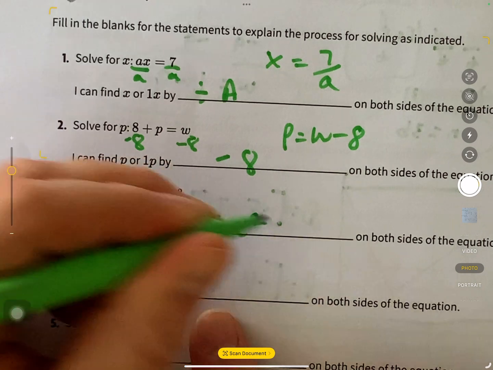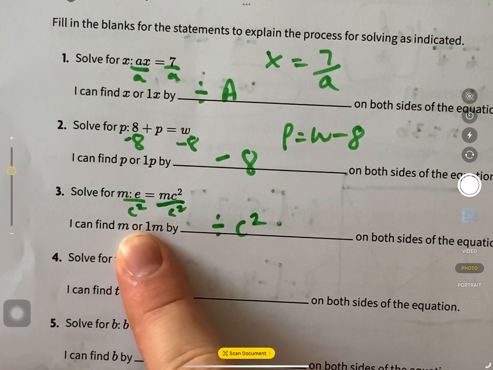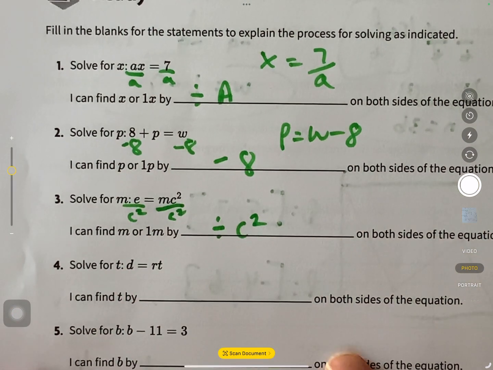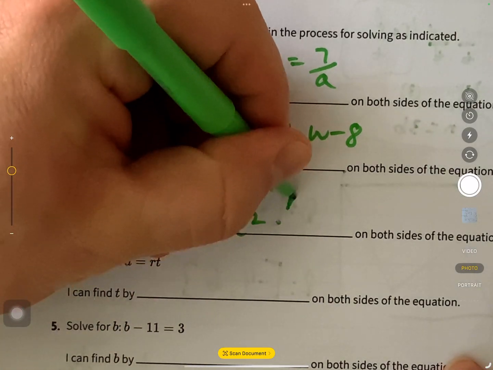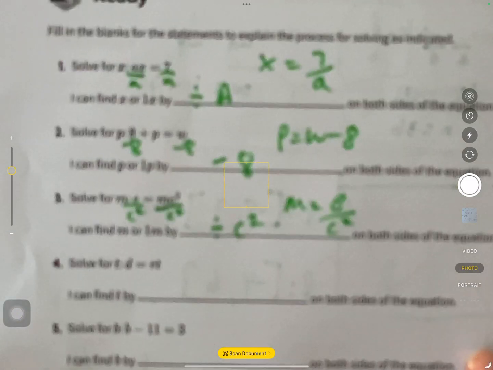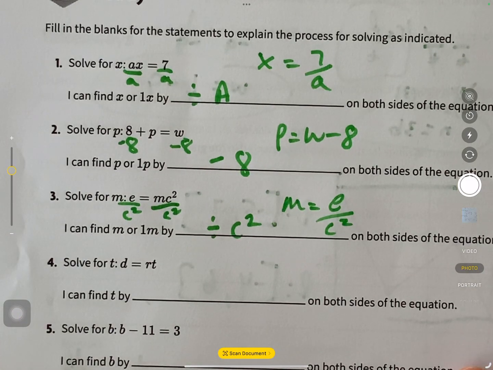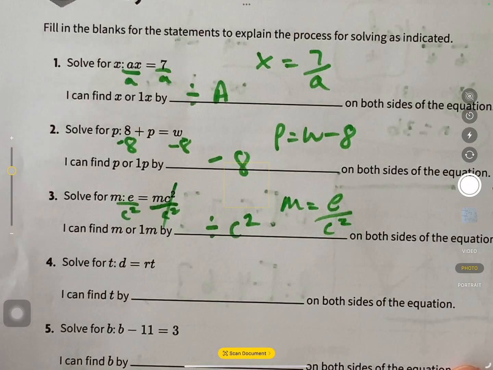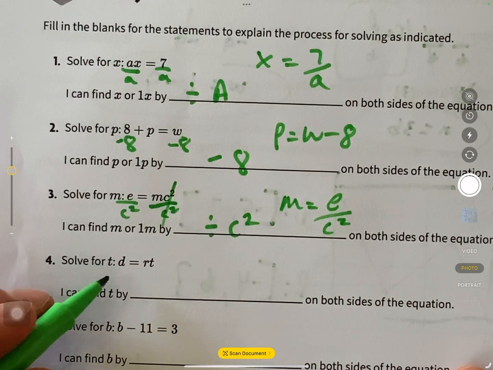Divide by c squared. Now, if it wanted us to solve for c, we would have to do the square root, but we're solving for m. So m equals E over c squared. We're just moving things around. Moving things around.